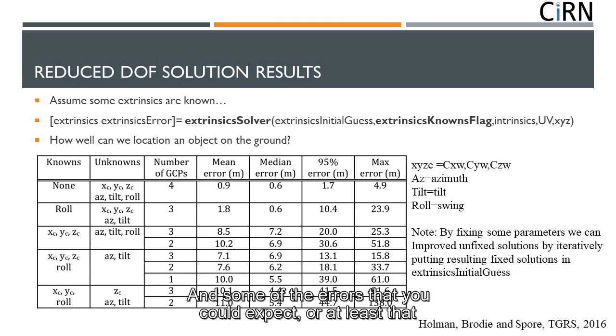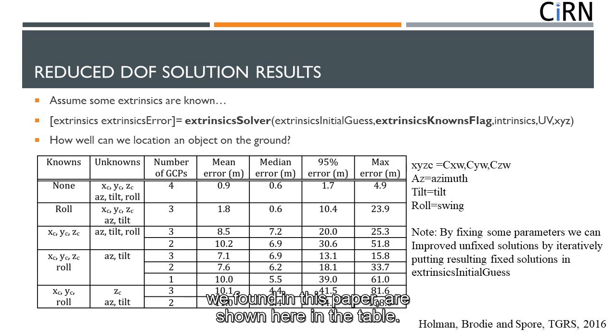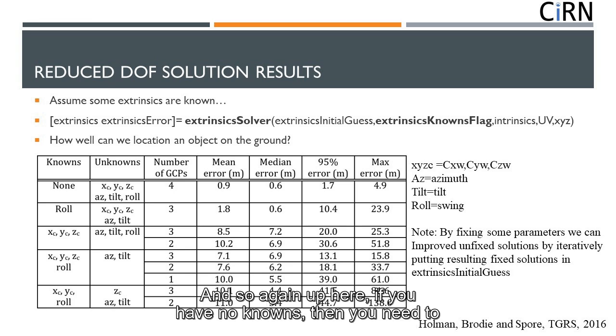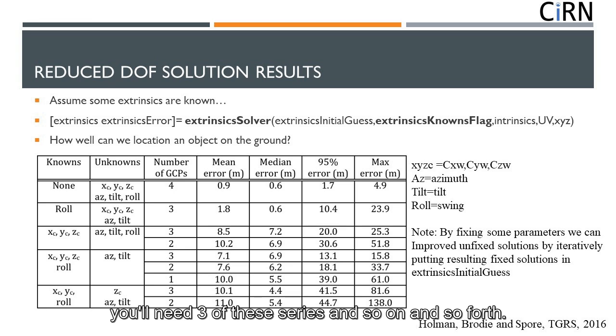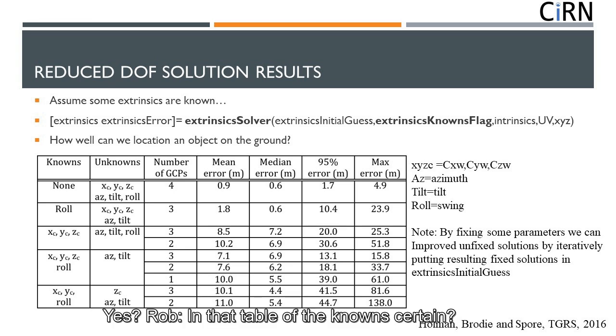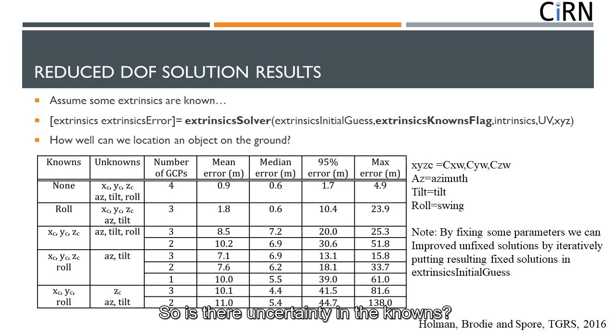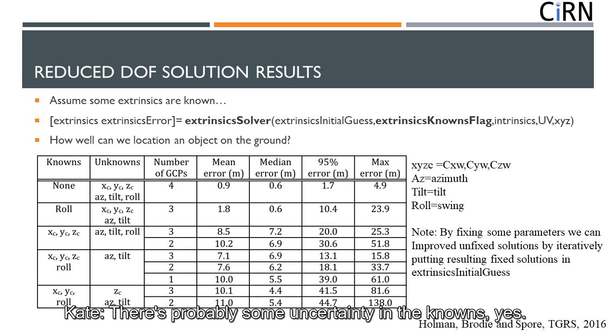Some of the errors that you could expect, or at least that we found in this paper, are shown here in the table. Again, up here, if you have no knowns, then you need to solve for all 6 parameters, and you need at least those 4 GCPs. For roll, let's assume the roll is 0. Then we can solve for these, and maybe only need 3 GCPs, and so on and so forth. Yes? In that table of the knowns, is there uncertainty in the knowns? There's probably some uncertainty in the knowns. Yes. Yeah.